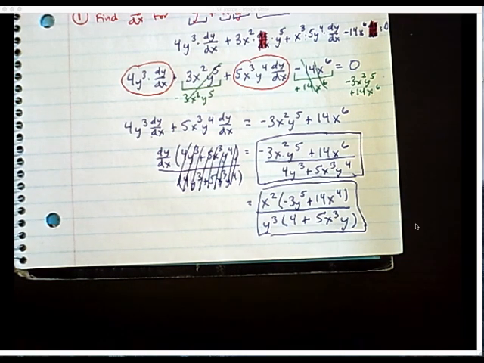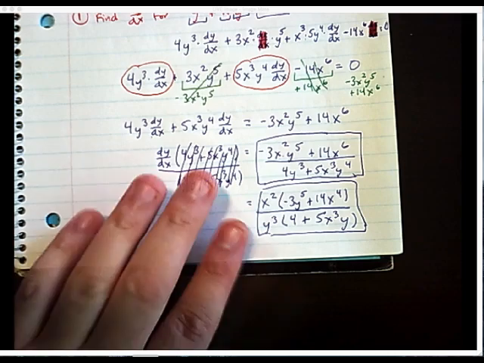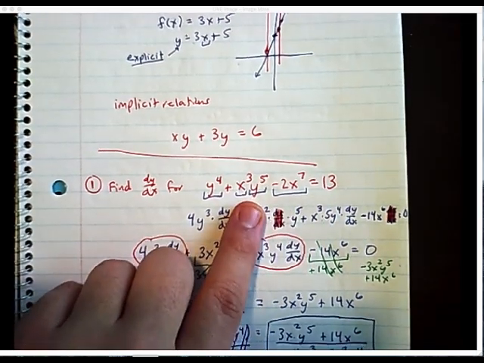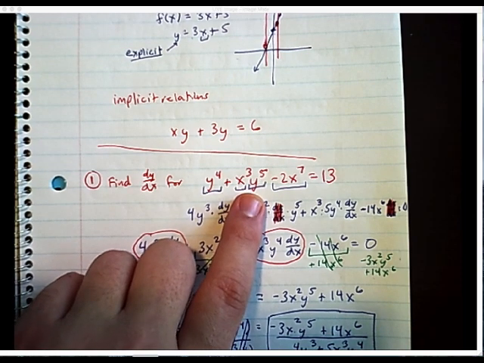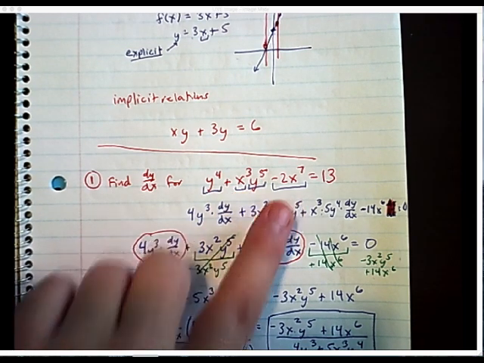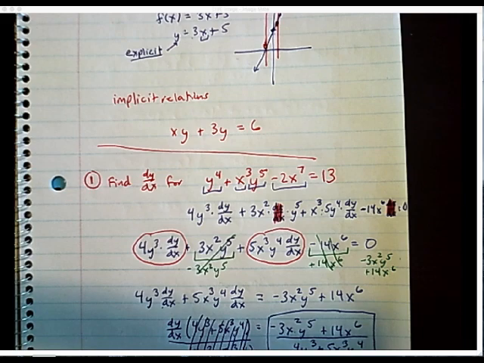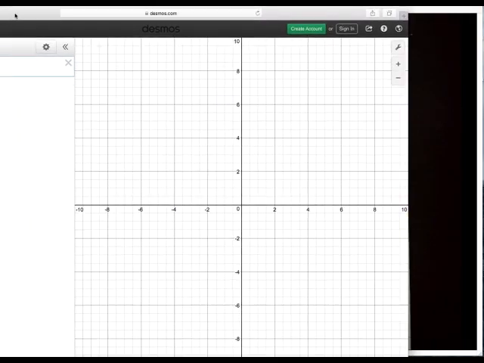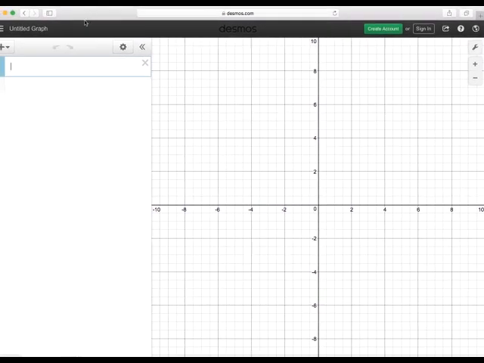All right. Now, why did we have to take implicit differentiation here? I'm going to actually let you take a look at what this original implicit relation looks like. Now, we can't do this on the graphing calculator because the graphing calculator wants functions. But if we use an online graphing app, this one's called Desmos, you might have seen this before. I'm just going to type that in.